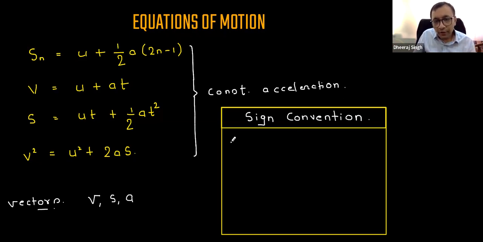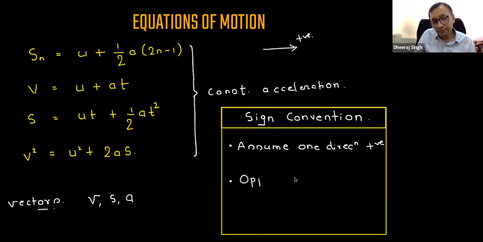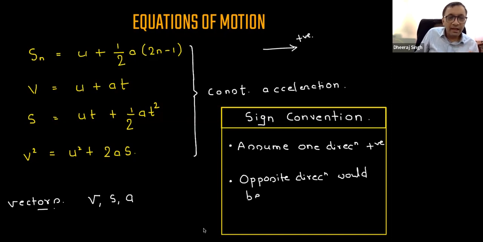So what we will do is assume one direction to be positive. You can say that this direction is positive. What will happen to the opposite direction? Opposite direction would be negative. All right. So let me write this down here. Now, all of you listen.